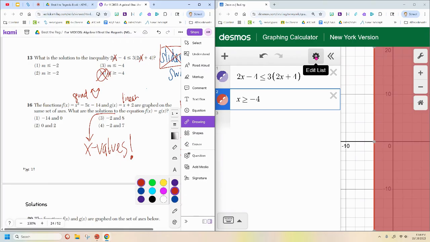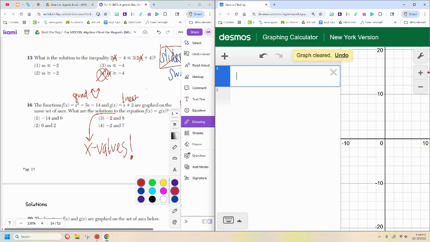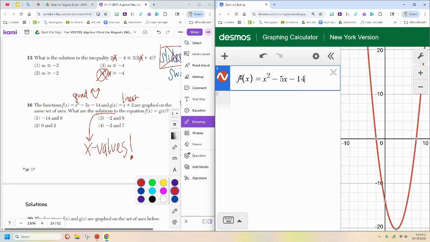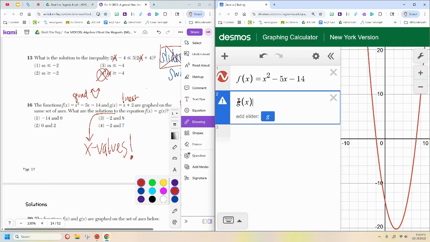All right, let's delete all. And I don't know if we have reset everything or not. I think we have. Here we go. So f of x, and you can type in the f of x, or you can choose not to. It's all good. Equals x squared subtract 5x subtract 14. Okay, so there's my parabola. Now I'm going to do g of x. G of x equals x plus 2. Oh, pardon me.